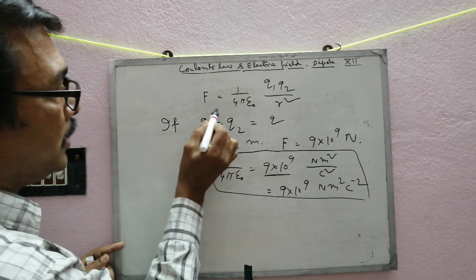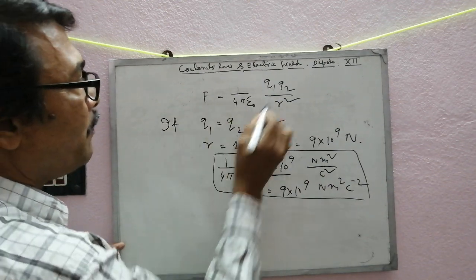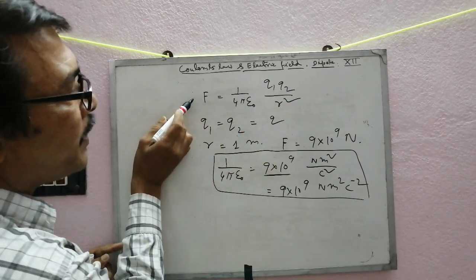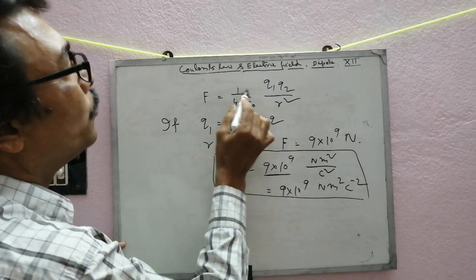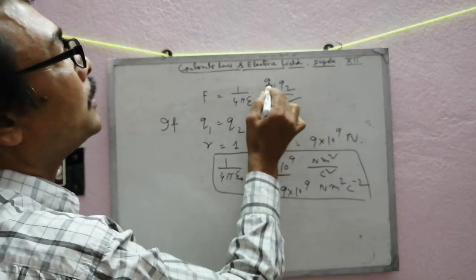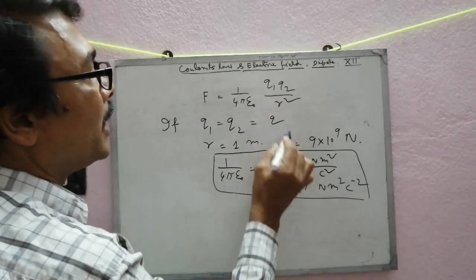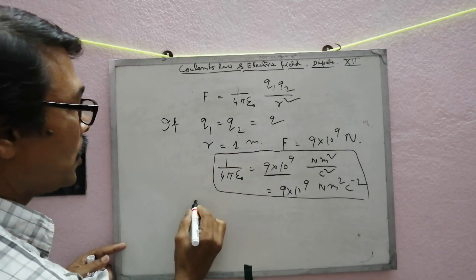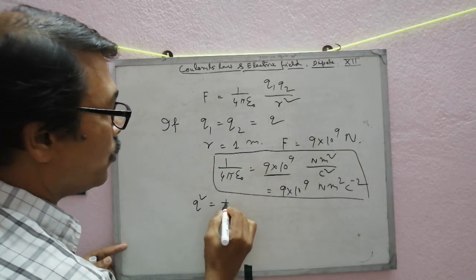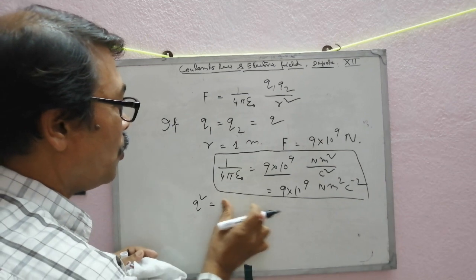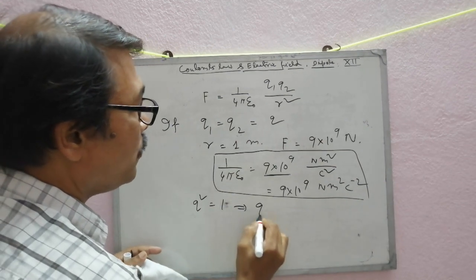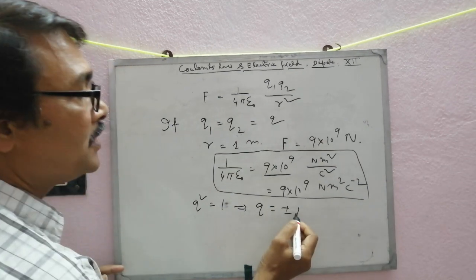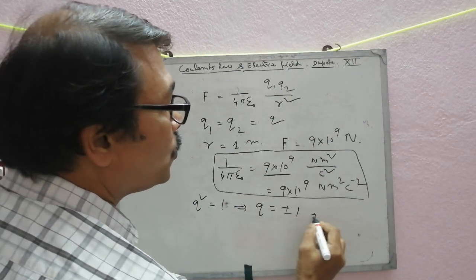So in this equation, if we put the value, F is 9 into 10 power 9, Q1 equal to Q2 equal to Q and R equal to 1 meter, we get Q square equal to 1. That is Q equal to plus minus 1. This is the unit of charge, that is Coulomb.